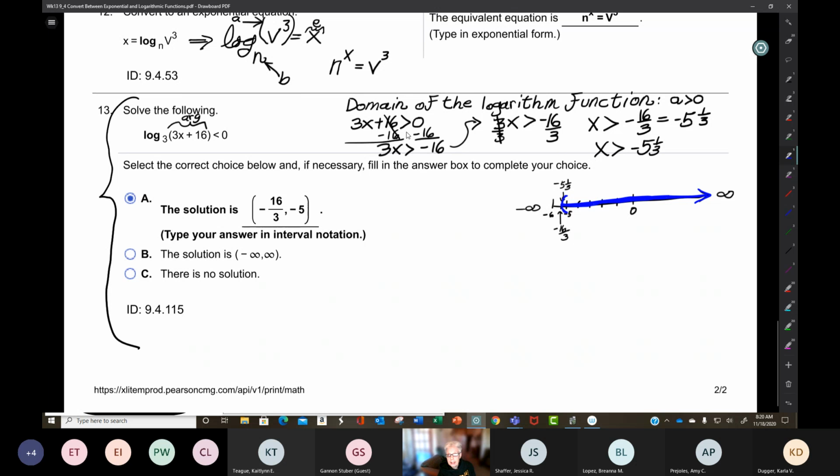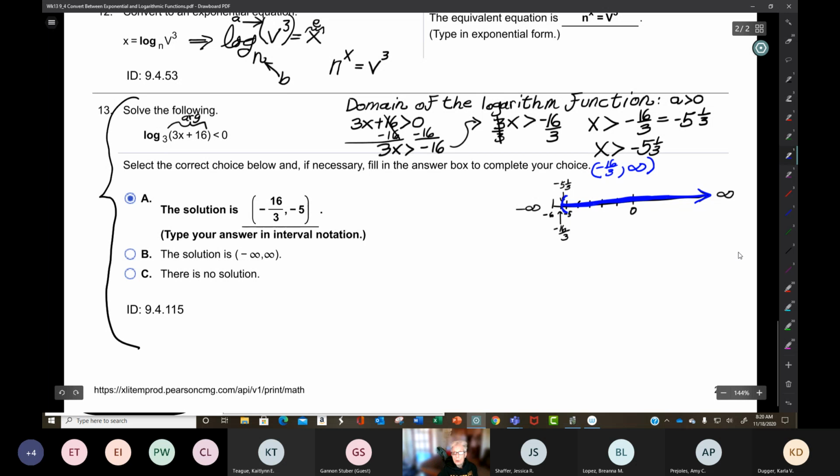So the domain, for those of us who think in interval notation, is going to go from -16/3 on the left all to the right forever. Right there. This is the domain of this function. Notice the base 3 doesn't have anything to do with it. Okay.